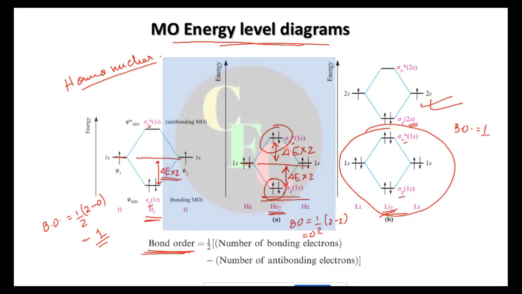Coming back here, He2 is not possible, but He2 plus is possible. Why? The plus means you are getting an electron out of He2. If you are taking one electron away, you are getting He2 plus. Which electron will we be taking out? We will be taking out the highest energy electron. So one of these electrons will go out, giving rise to He2 plus.